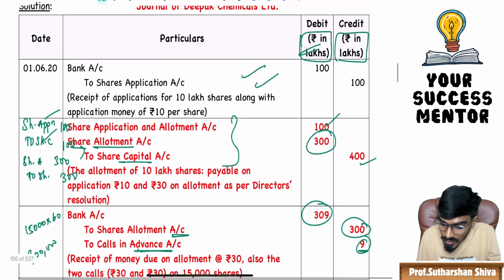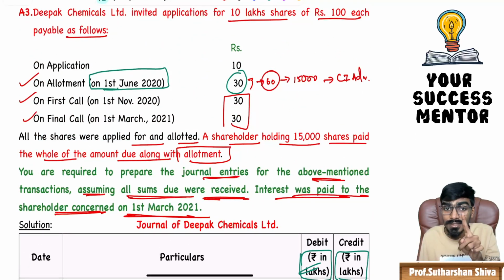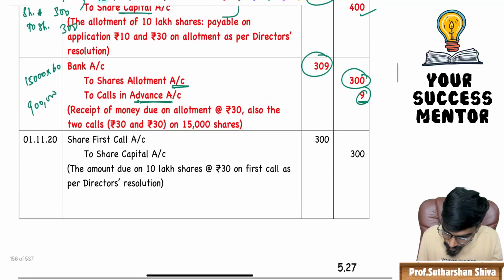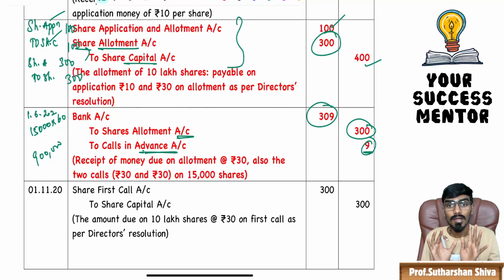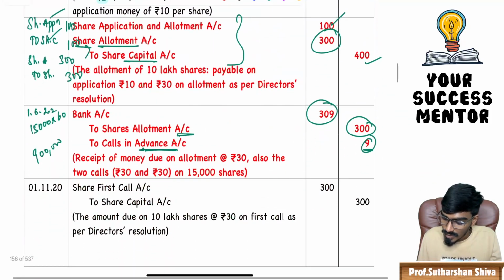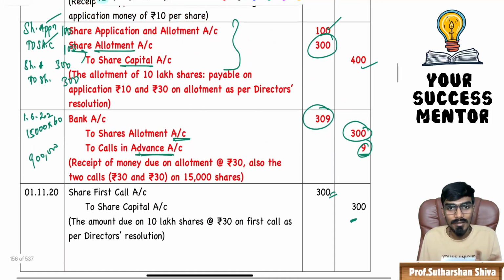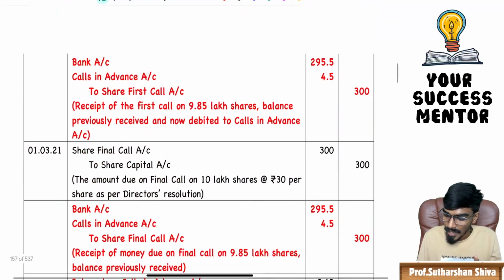Wait, all this transaction is happening on what date? 1/6. Till this moment, all the transactions are happening on 1/6/2020. Able to understand? Now, the first call entry is the same. What is the first call entry? 300. Basic thing. 30 rupees there. Then reversal. Bank to.